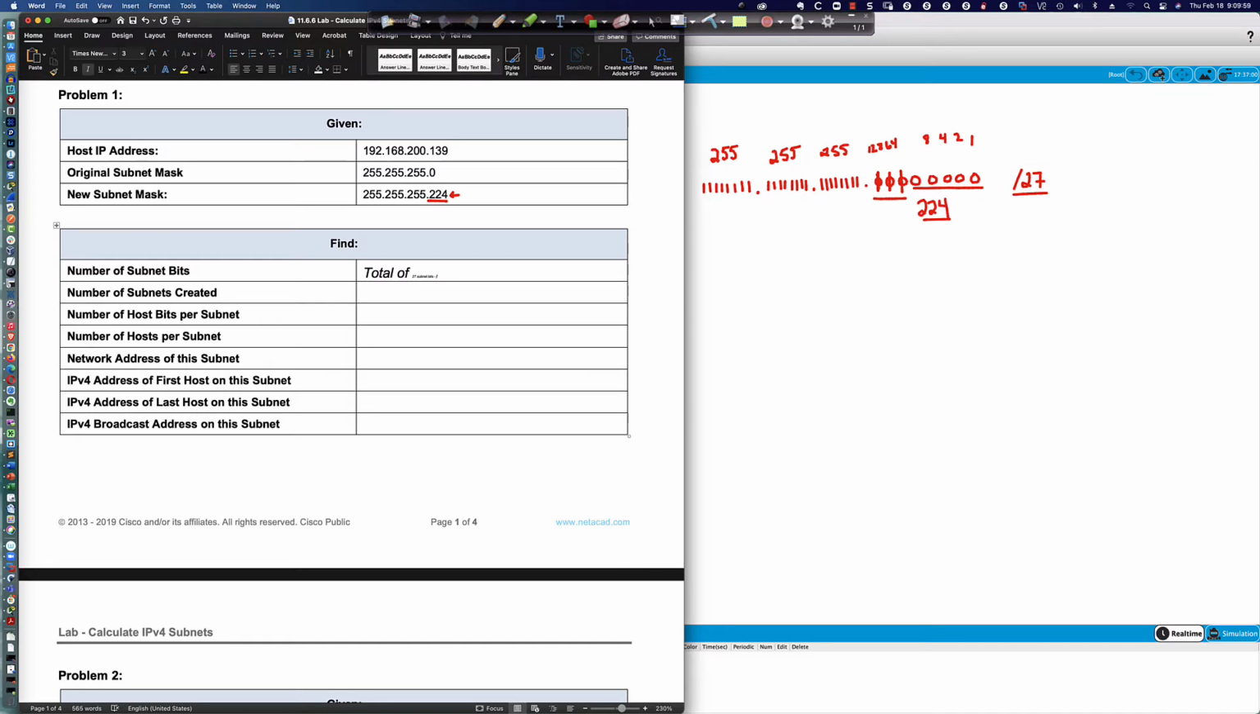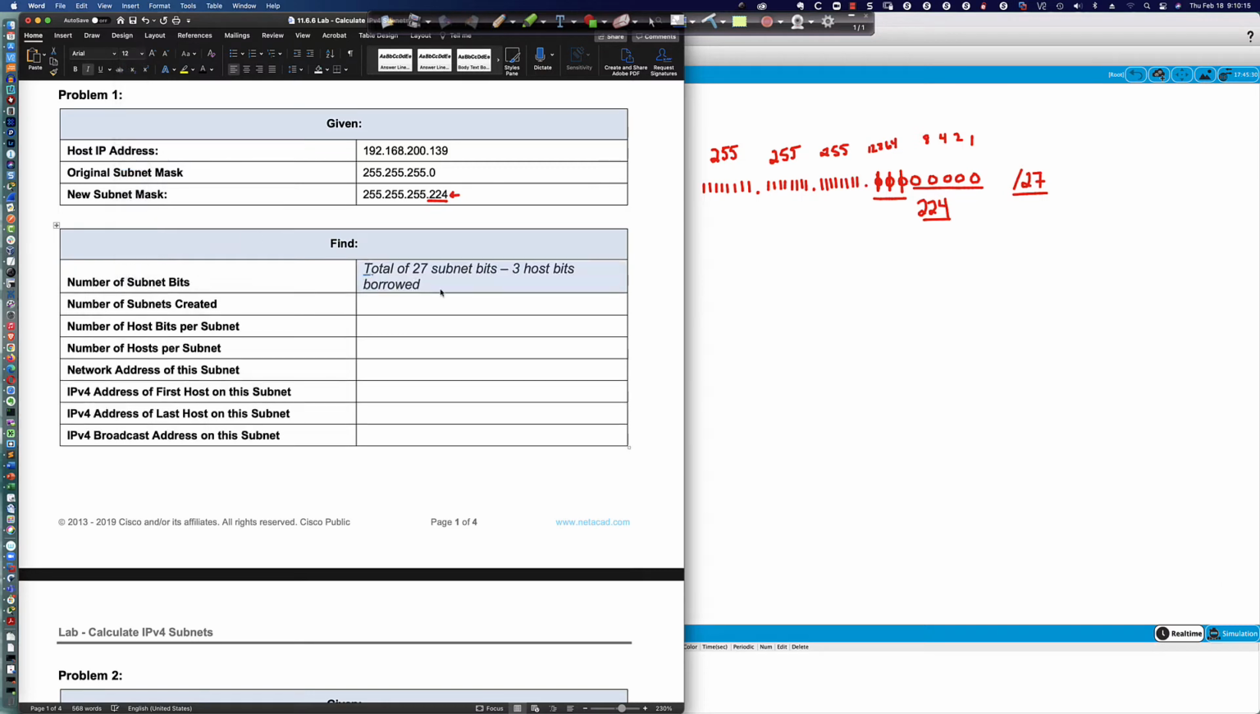However, total of 27 subnet bits being used, but we borrowed a total of 3 bits, or I'll say 3 host bits borrowed. And again, we can interpret this question in a couple of ways, and we'll go with that as our answer, right? So 27 total bits, 3 host bits have been borrowed, right? All right, so number of subnets created.